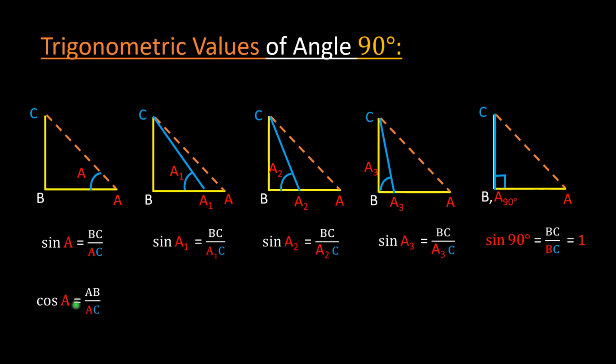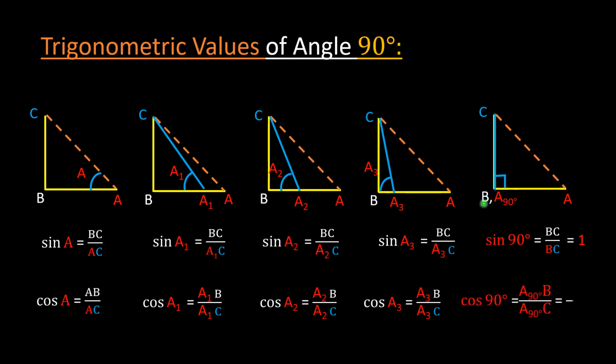Cos A equals adjacent side divided by hypotenuse, that is AB divided by AC. In the next step, cos A1 becomes A1B divided by A1C. In the next step, cos A2 becomes A2B divided by A2C. In the next step, cos A3 becomes A3B divided by A3C.